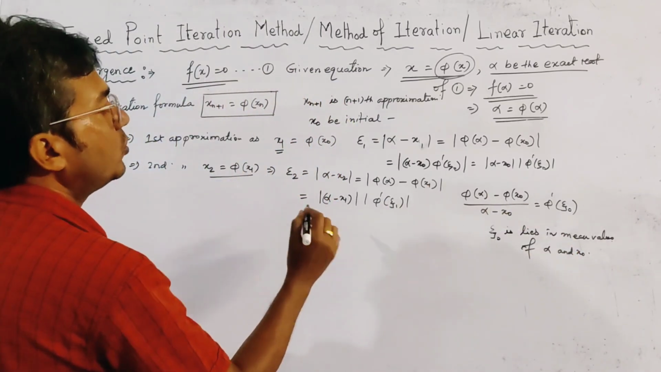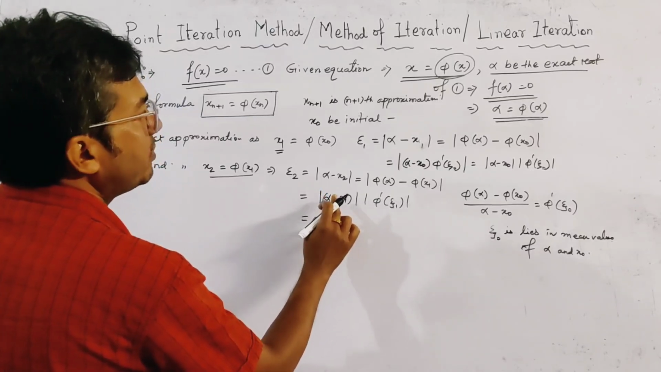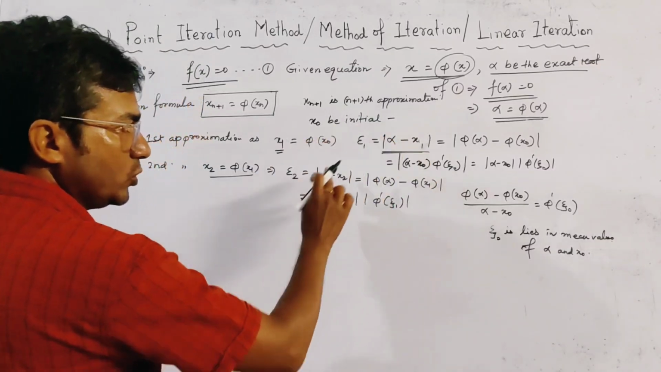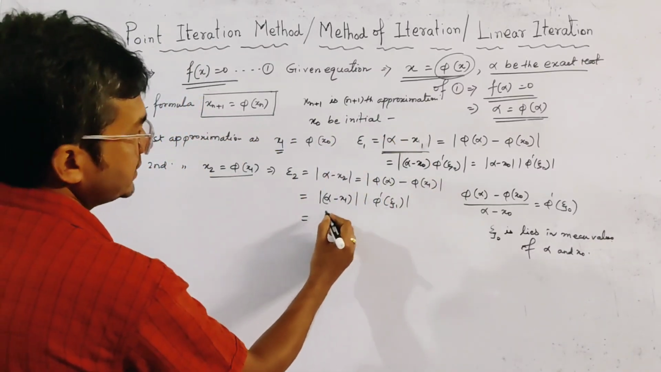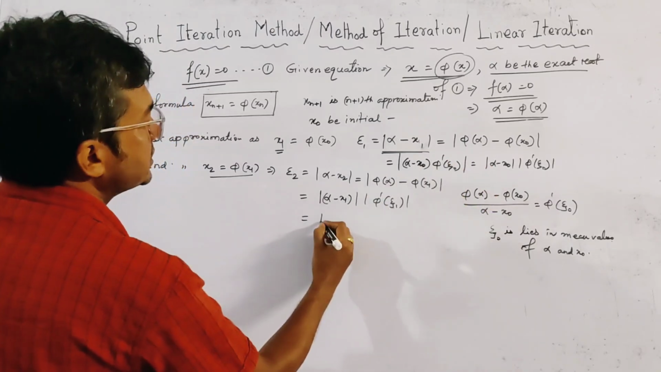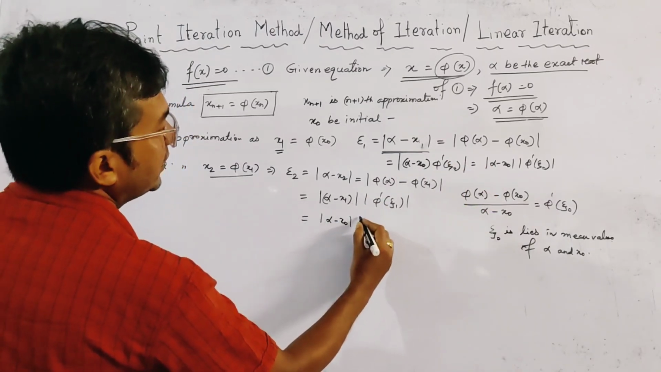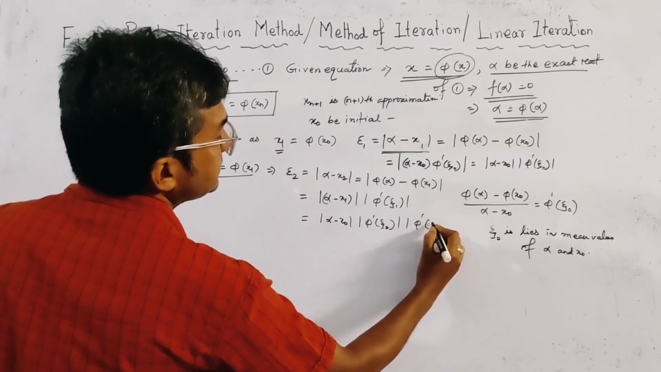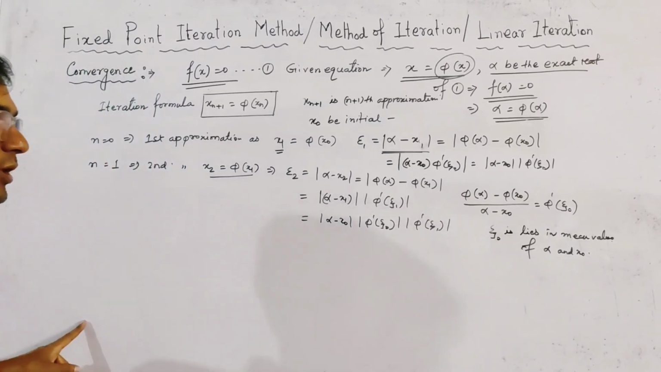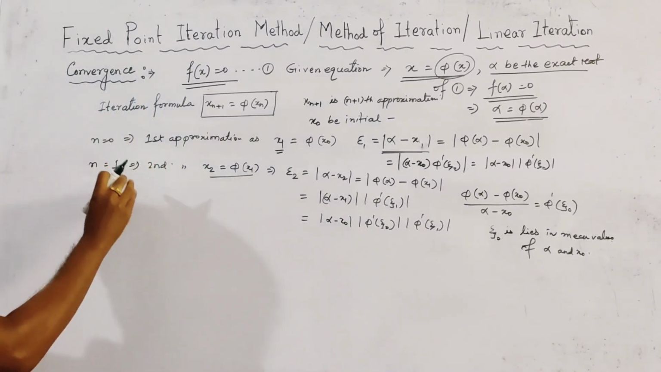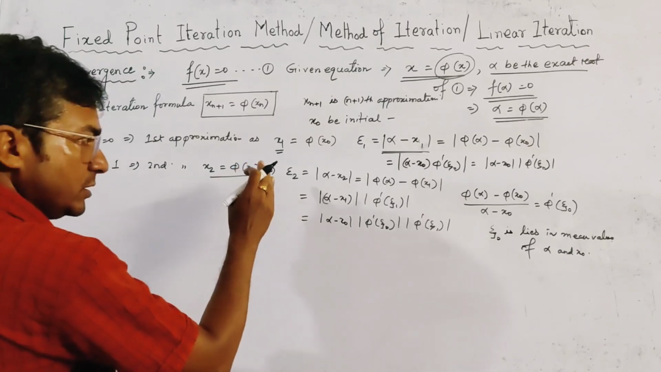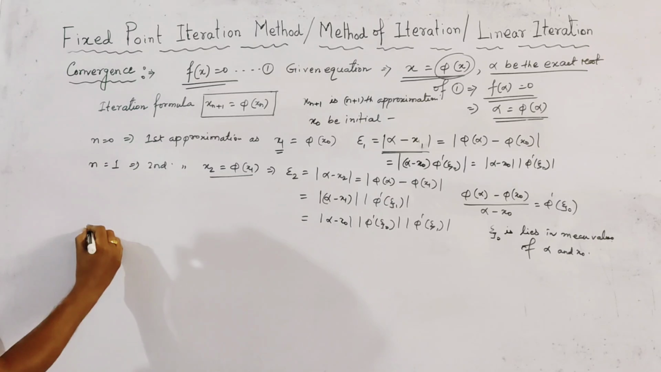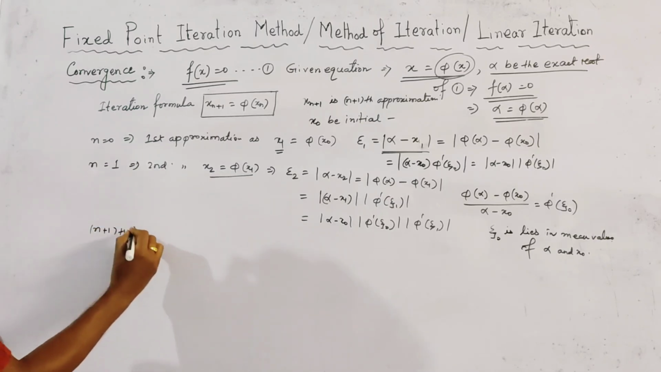Now we put the value of mod of alpha minus x1, which we already found to be epsilon 1. So we write this directly as mod of alpha minus x0 into mod of phi dash xi0 into mod of phi dash xi1. By similar application and by repeated application of the Lagrange mean value theorem, we get at the nth or (n+1)th approximation.